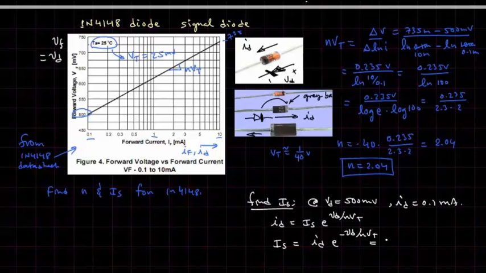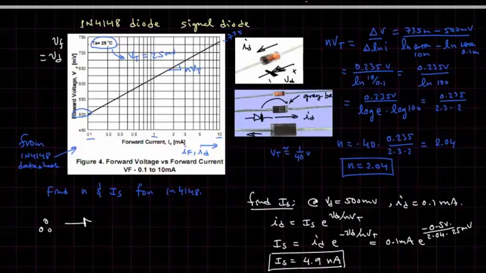So we just plug that in. We've got 0.1 milliamps, e to the minus 0.5 volts, divided by 2.04 times 25 millivolts. And if you crank that, you'll find that it's 4.9 nanoamps. Okay, 10 to the minus 9 amps.